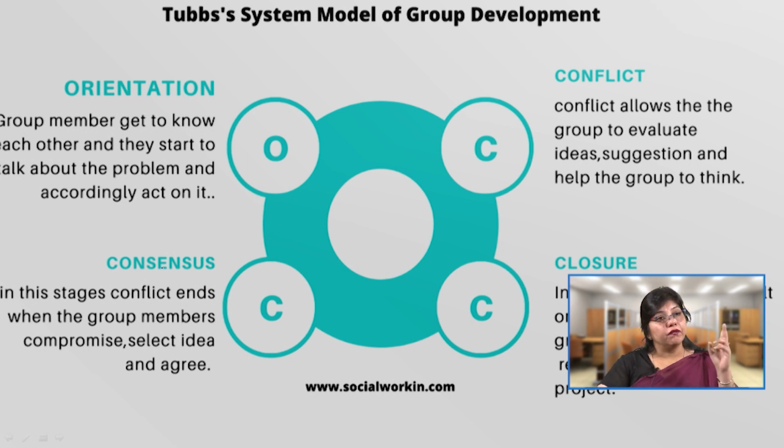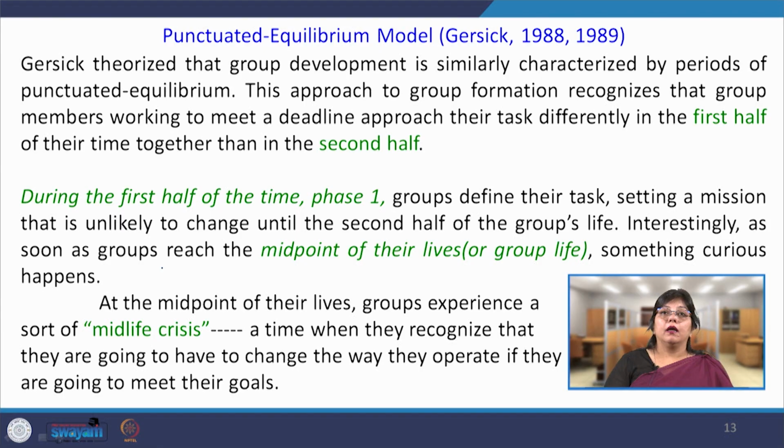Now, there is a lot of difference between Tuckman's model and Tubbs' model. Here input, output and throughput are considered in the system, and how these three elements are identified based on these four stages, that is orientation, conflict, consensus and closure. So, the three elements are put together in these four stages based on a feedback mechanism. This is the Tubbs system model of group development, and the other model is the punctuated equilibrium model.